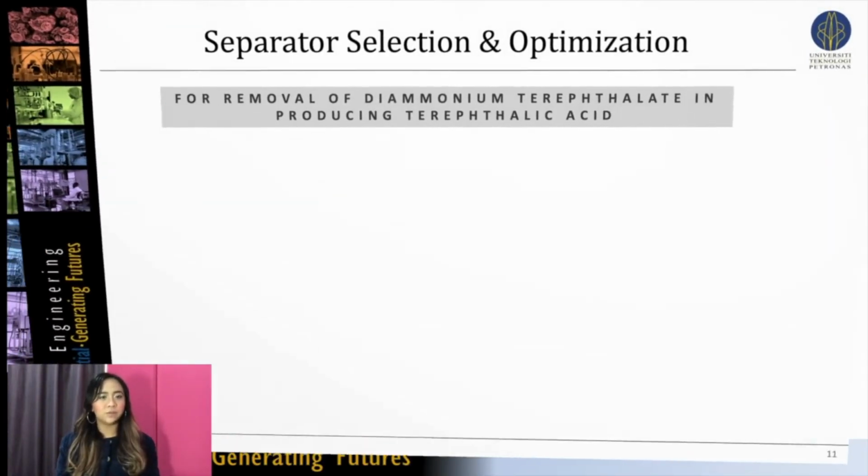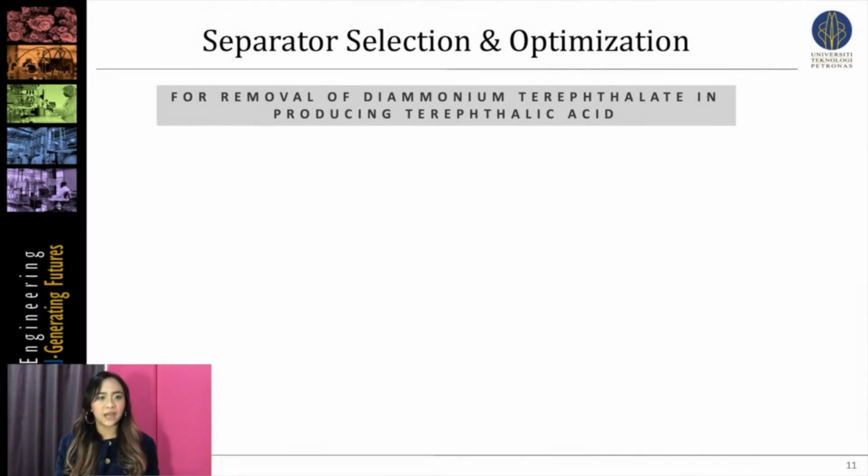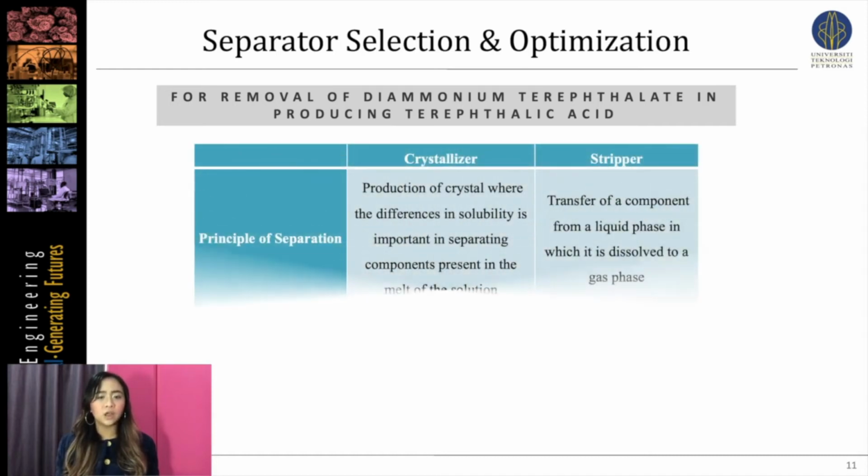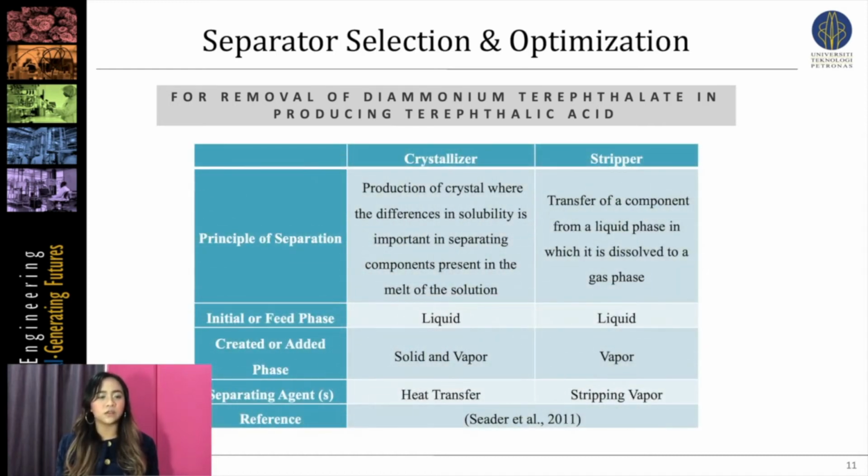After going through the depolymerization process of PET via alkaline hydrolysis, the product from the reactor will be diammonium terephthalate, water, ethylene glycol, as well as some unreacted PET. Then this liquid mixture will be filtered by using a filter in order to remove the contaminating solids, which are the unreacted PET. To obtain the required product, which is terephthalic acid, two types of separators are being compared in order to select the best separator, which include crystallizer and stripper.